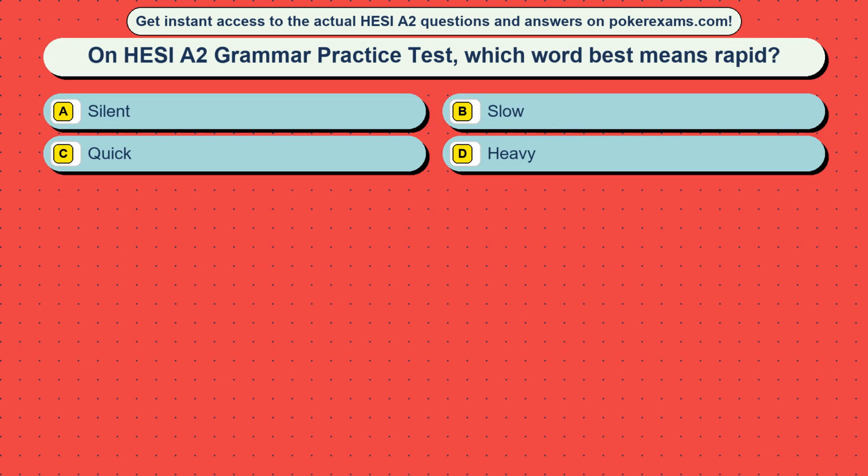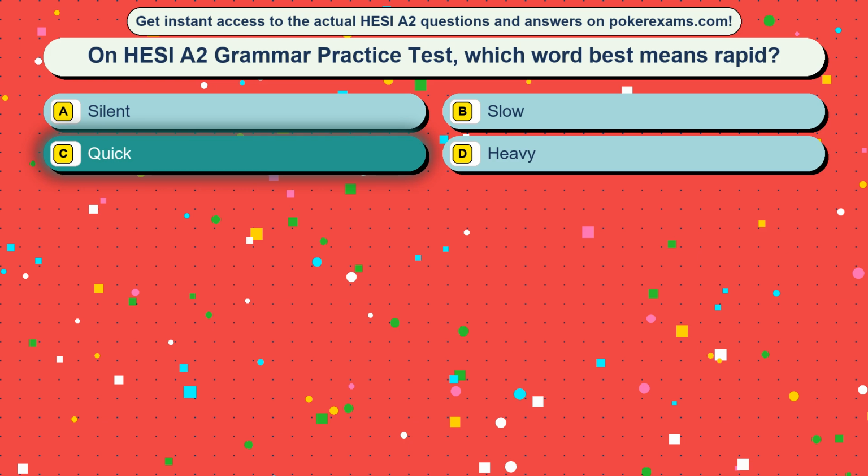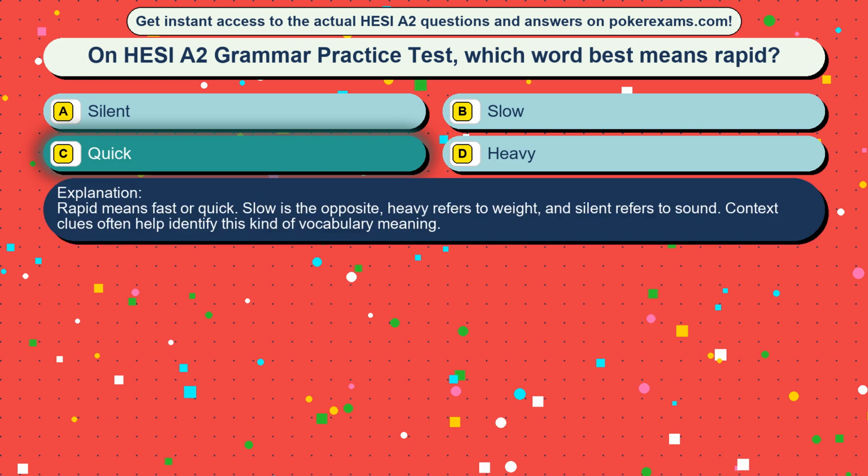Question 44. On HESI A2 Grammar Practice Test, which word best means rapid? Option A, silent. Option B, slow. Option C, quick. Option D, heavy. The correct answer is option C, quick. Rapid means fast or quick. Slow is the opposite, heavy refers to weight, and silent refers to sound. Context clues often help identify this kind of vocabulary meaning.